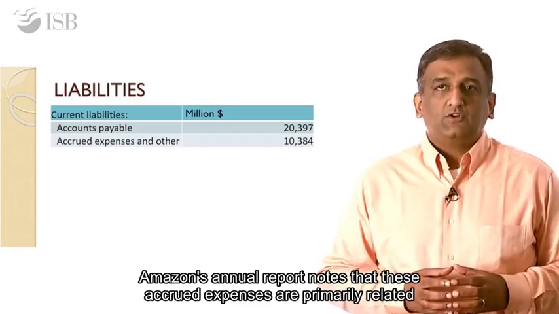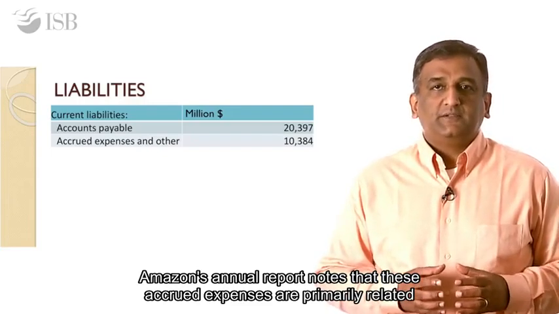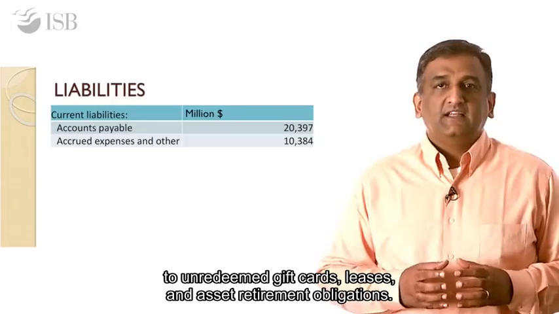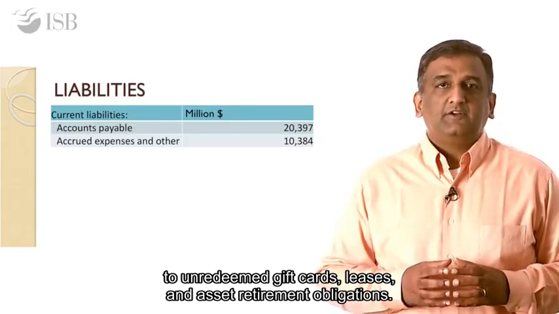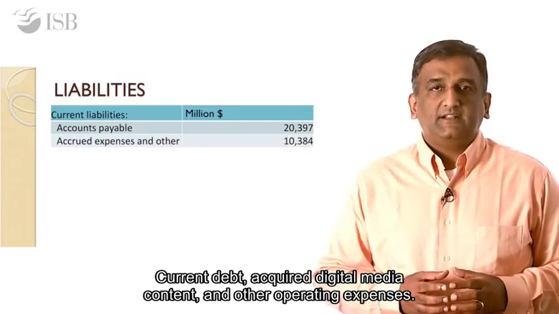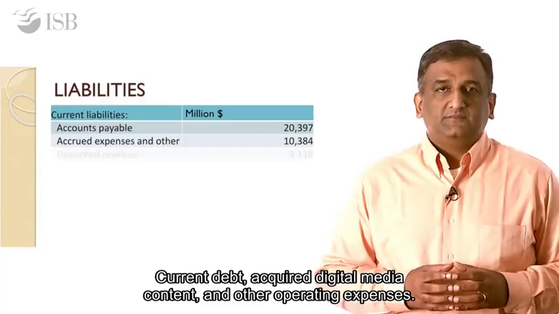Amazon's annual report notes that these accrued expenses are primarily related to unredeemed gift cards, leases and asset retirement obligations, current debt, acquired digital media content, and other operating expenses.